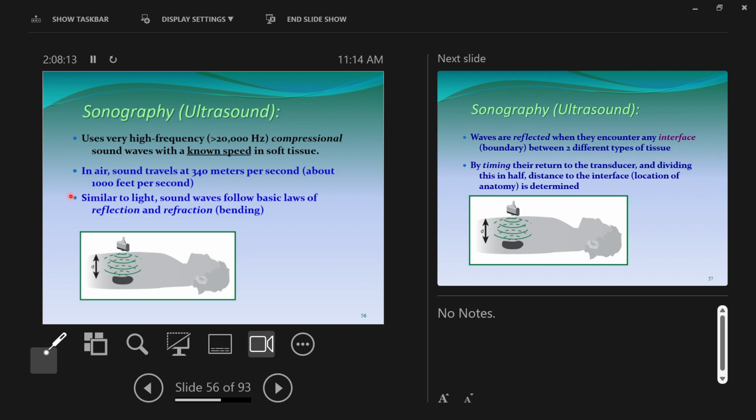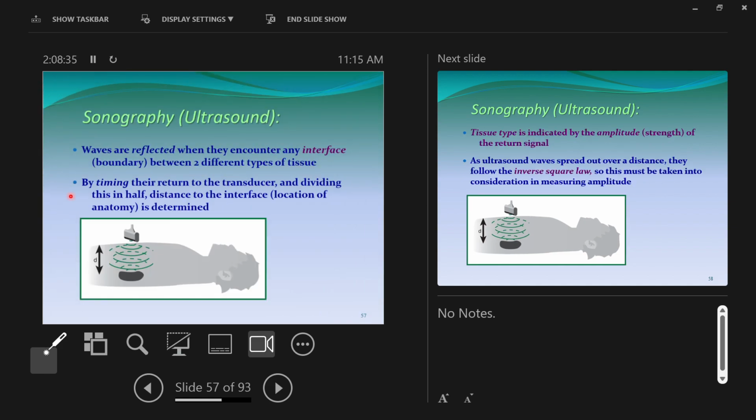That thing that they put on the body surface called a transducer sends out the sound waves and catches them too. Okay, so that's what they're doing in that room behind us, right? Scanning. They are sending out sound waves, bouncing them off of the body tissues, coming back to the transducer. The computer's reading all that information and making an image from that. Waves are reflected by the object they encounter. By timing the return and dividing this in half, the distance to the interface anatomy can be determined.